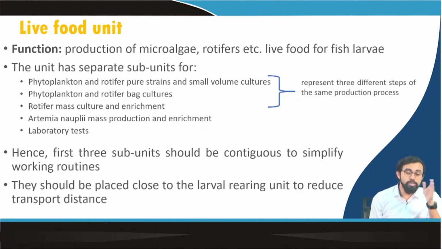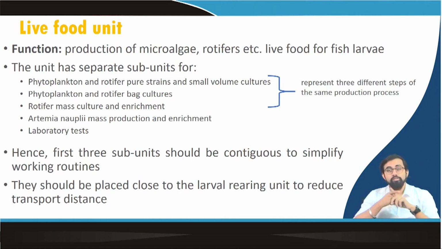Then the live food unit. As we discussed, you remember the live food unit, it is the deep yellow one on the left bottom side, we discussed in the design. What is its function? To grow rotifers, microalgae, etc., as live food for the fish larva, right? The unit can have separate subunits. First, the phytoplankton and rotifer pure strains and small volume culture, for the very beginning of your culture species, for your fish larva or your shrimp larva. Then phytoplankton and rotifer batch culture, then rotifer mass culture and enrichment, then Artemia nauplii mass production and enrichment, and the laboratory test.